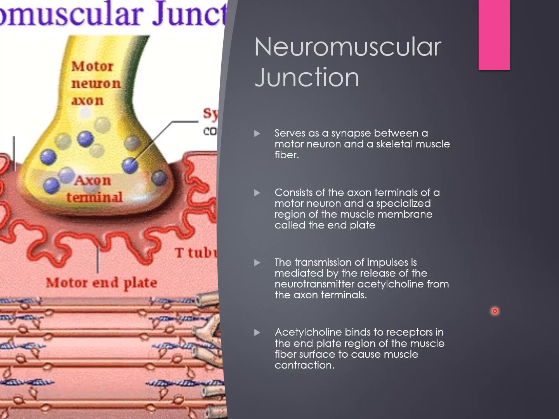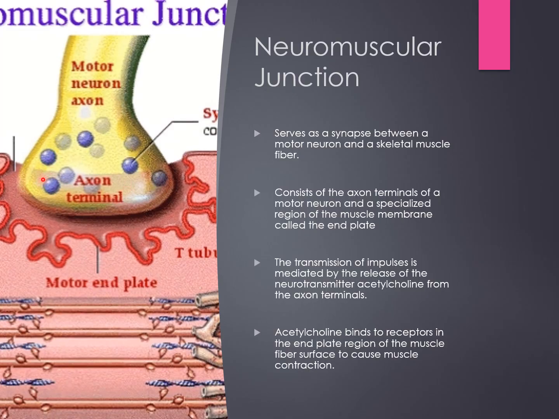So at the neuromuscular junction, this is where we have a synapse between a motor neuron right here and the skeletal muscle right here, okay? It consists of the axon terminals of a motor neuron and the specialized region of the muscle membrane called the end plate, right here. And the transmission of impulses is mediated by the release of neurotransmitters, usually acetylcholine, from the axon terminals.